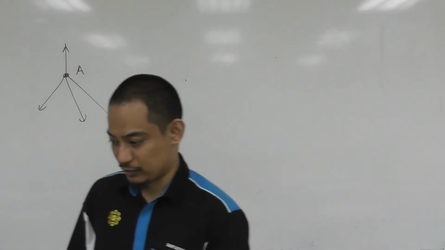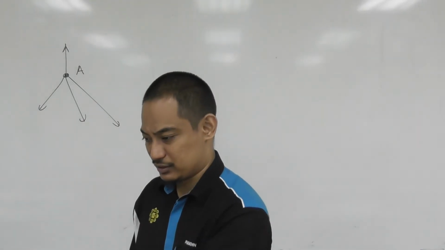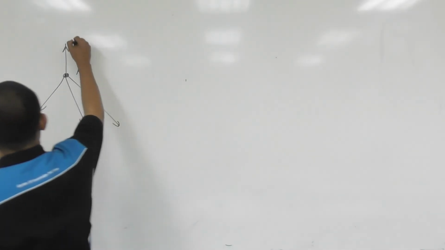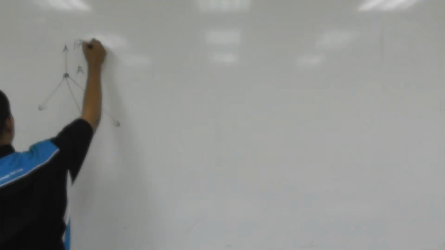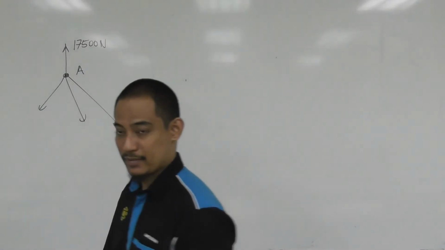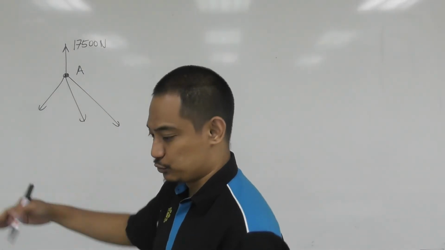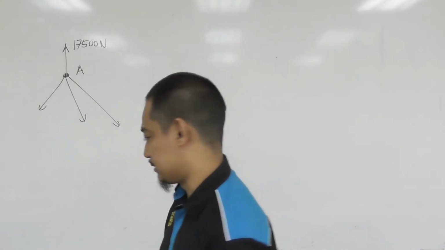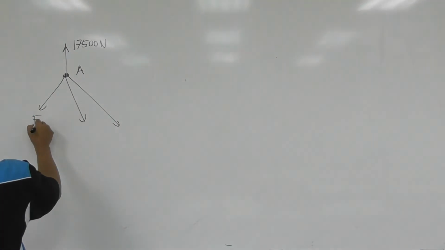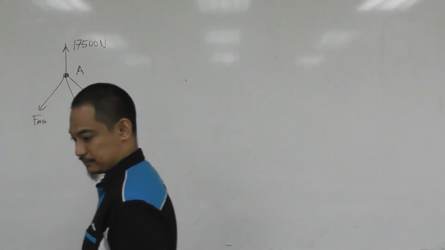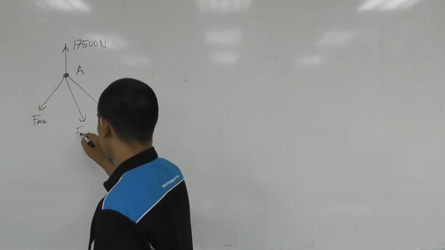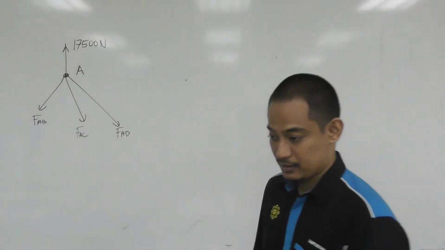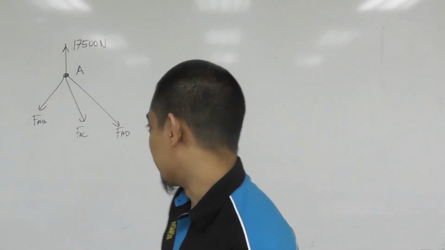And the upward force is already given in the question, so 17500 Newton there, right? And for these three, you do not know the value, and that is what you want to find. So let's say this is FAB, FAC, and FAD, right? So how to solve this one?